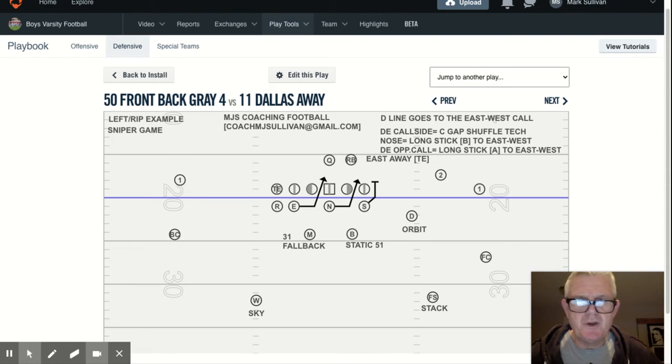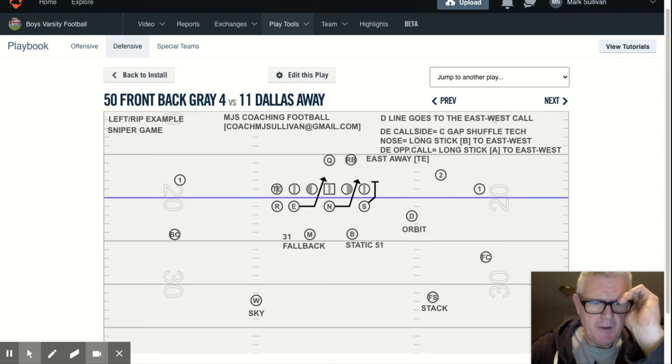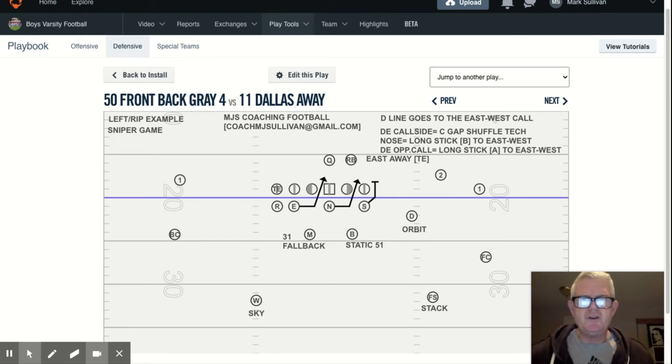My background: this is my 38th year coaching. I've either been a defensive, offensive, or special teams coordinator as well as a head coach at both the collegiate and high school levels. In this presentation, I want to talk to you about one of our sniper games that we utilize to defend either the zone read, the RPO, or both together.